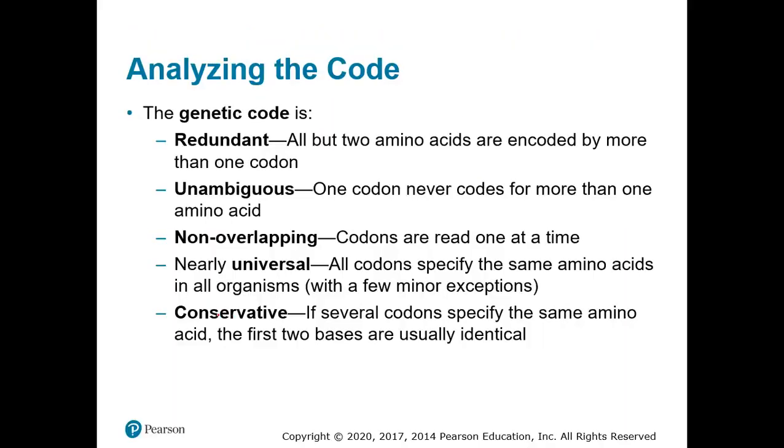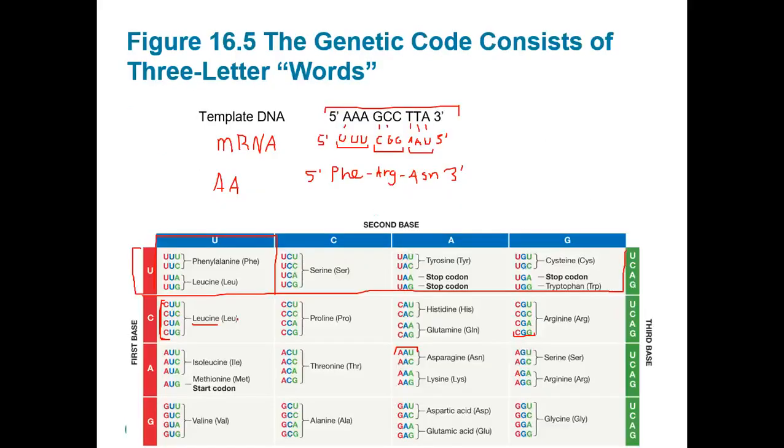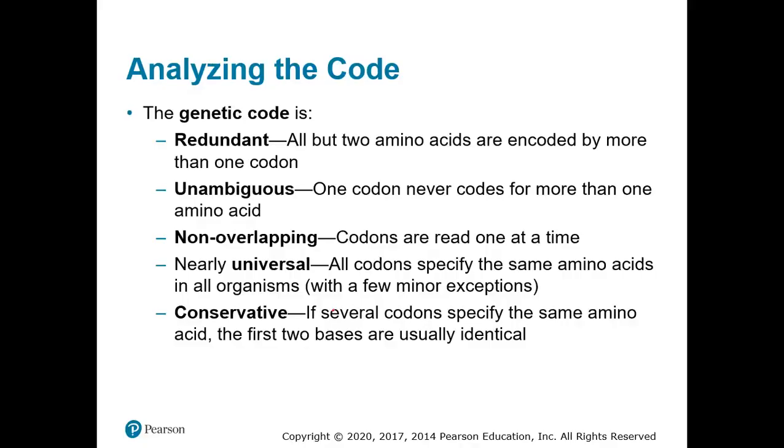This code is also unambiguous. You're never going to see one codon code for more than 1 amino acid. So what that means is if we have, say, CCU, CCU is always going to be proline. You're never going to see that series of 3 code for anything else. It is also non-overlapping. We always read it 3 bases at a time and 1 codon at a time. So we're never going to see it overlap. It's always going to be in that nice little series of 3, just like we always write out.